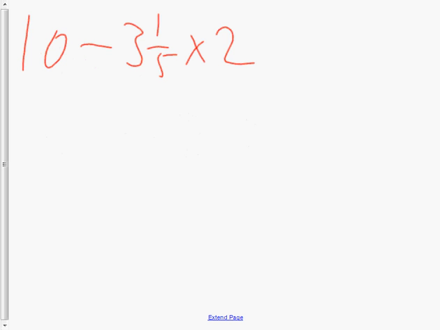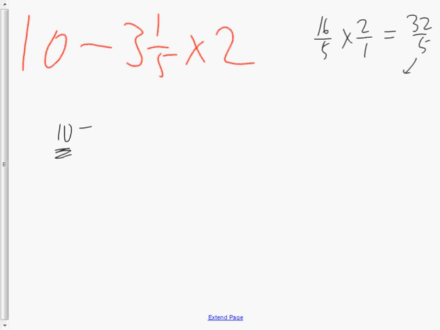And your final question, I think, on the first side of the sheet is an order of operations question. 10 take away 3 1/5 times 2. So I'm not going to do my subtraction. I am going to do my multiplication. So that's 16/5 times 2, which is 32/5.